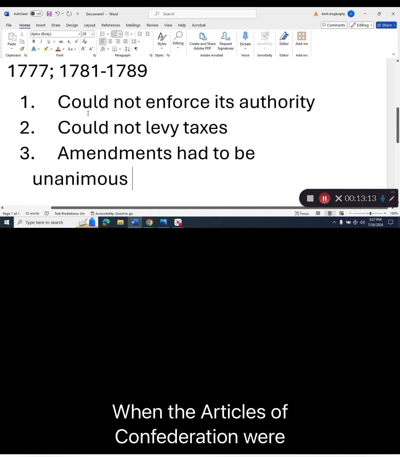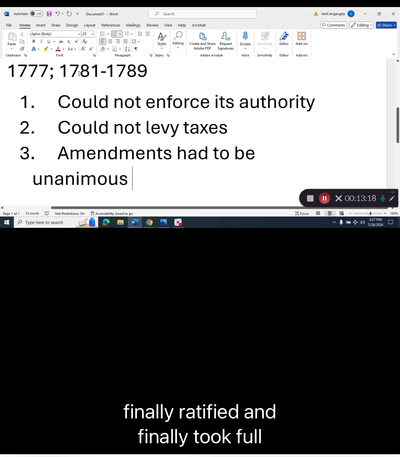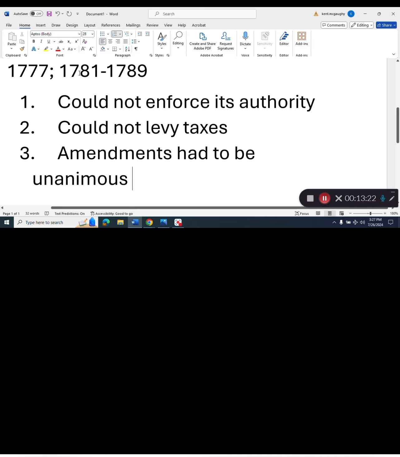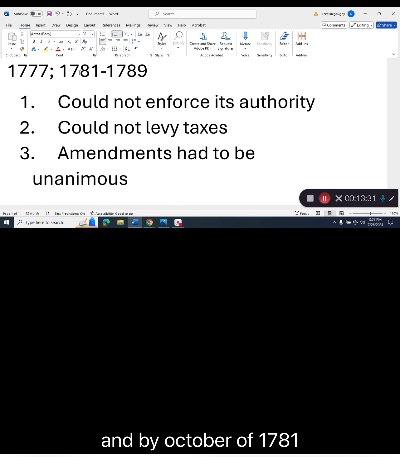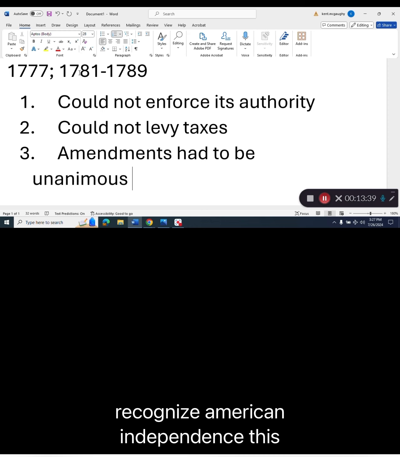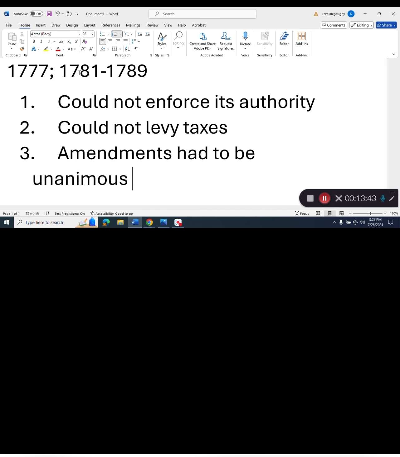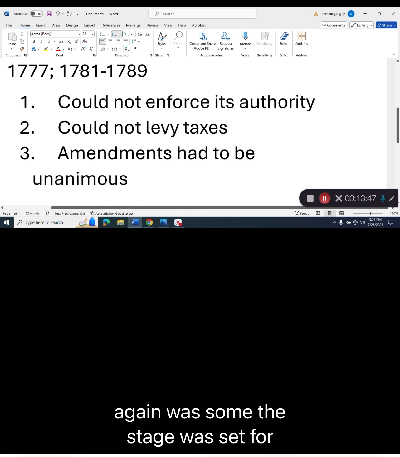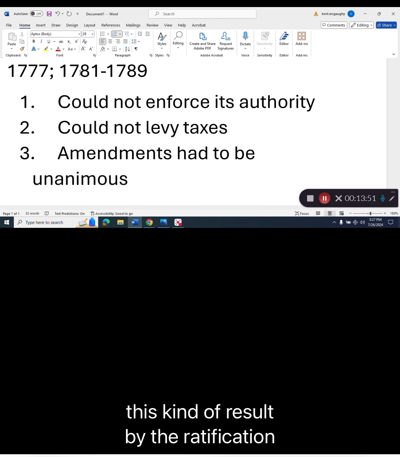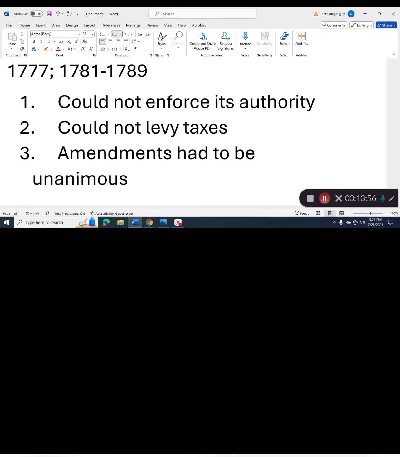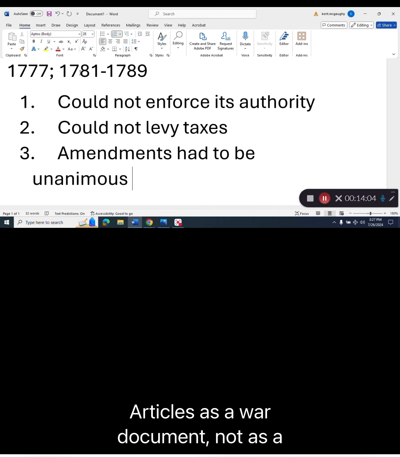When the Articles of Confederation were finally ratified and finally took full official effect, that was in, again, the summer of 1781. And by October of 1781, after the Battle of Yorktown, the British government decided to recognize American independence. Again, the stage was set for this kind of result by the ratification of the Articles of Confederation. So again, it's much better and more important to recognize the Articles as a war document, not as a legitimate plan of government. Okay?